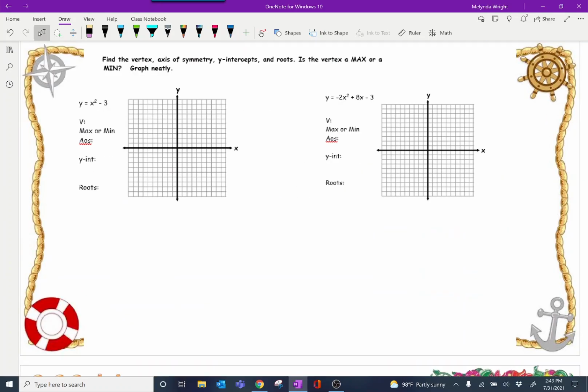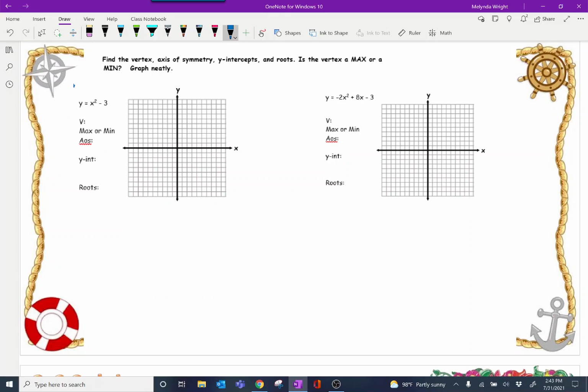All right, so they want us to find the vertex, axis of symmetry, y-intercepts and roots. Remember, roots are the same thing as zeros. Is the vertex a max or a min? And graph neatly. Okay, that's cool, we can do that. So our vertex, we can read right out of our equation. This is in vertex form.